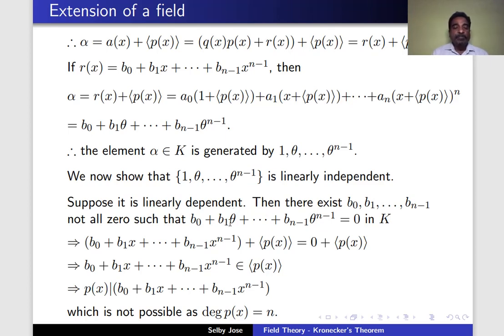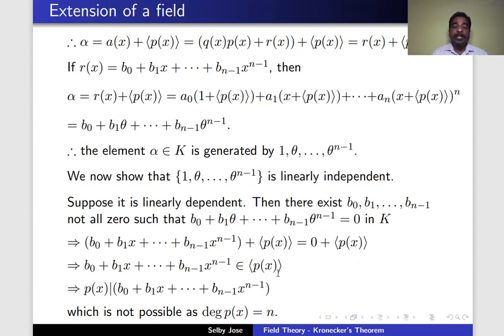So by substituting the value of θ, where θ = x + ⟨p(x)⟩, and using the addition and multiplication in the quotient ring, we can write this expression as b0 + b1x + and so on + b_(n-1)x^(n-1) + ⟨p(x)⟩, which is equal to 0 + ⟨p(x)⟩, because the 0 in K is the same as 0 + ⟨p(x)⟩. So this means that the polynomial b0 + b1x + and so on + b_(n-1)x^(n-1) is an element of the ideal generated by p(x).